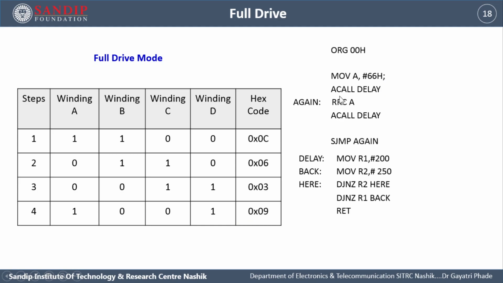That's why first choose any initial sequence to start with and do RRC. You will be getting the next sequence, and in this way the next coil will be energizing and the rotor will move in the step. Here is the delay routine.